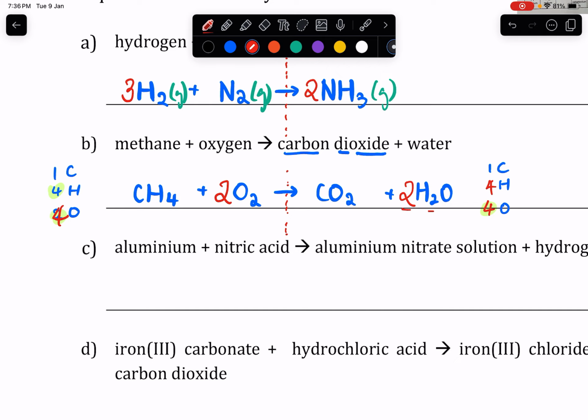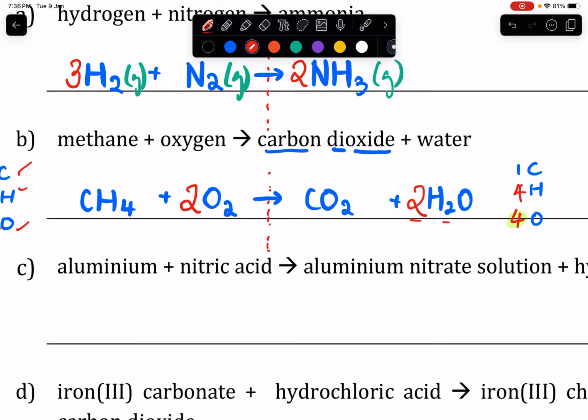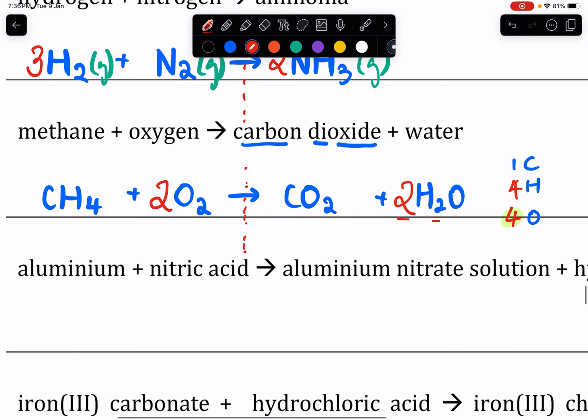Can you see that now every element is balanced? So this is the balanced chemical equation. Now let's try and add the state symbols. For methane, it is a gas at room temperature. Same for oxygen. Same for carbon dioxide. For water, it exists as a liquid.